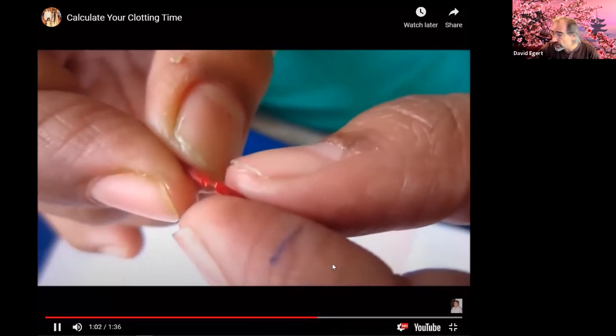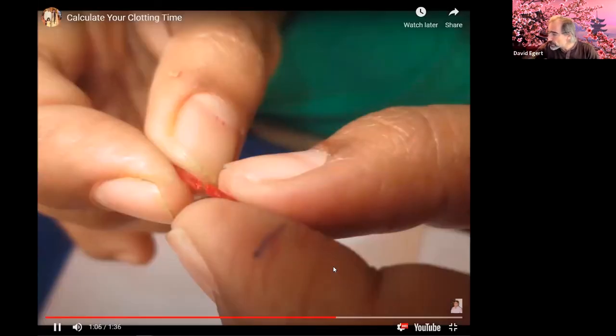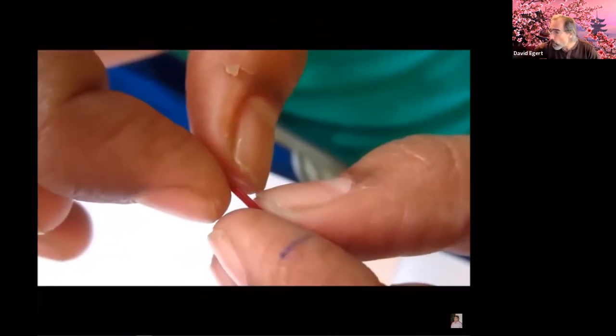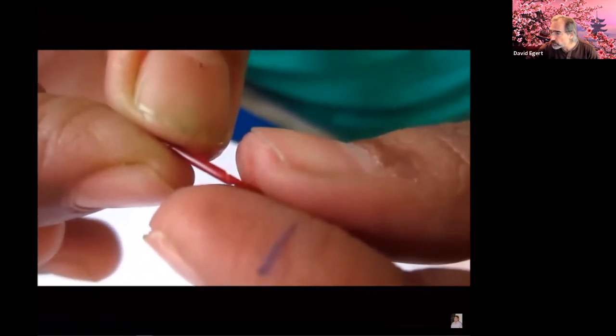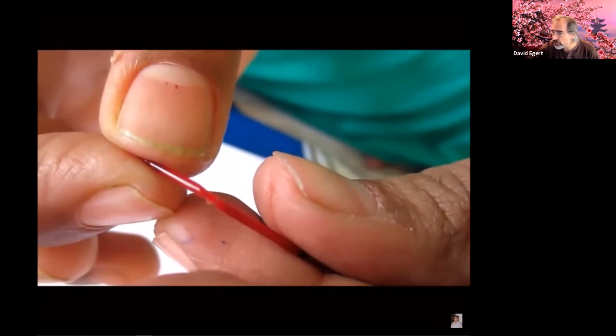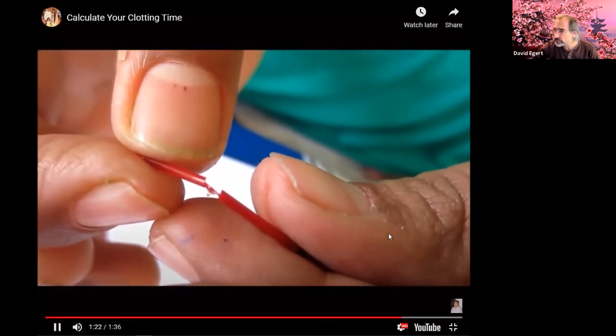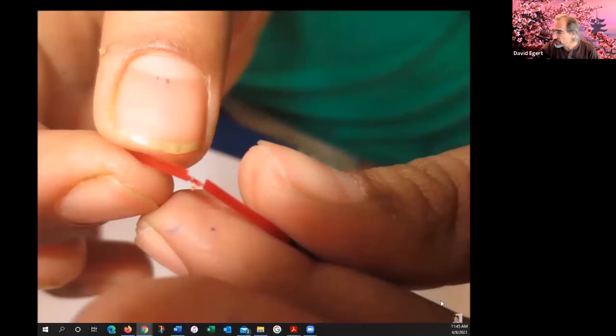You have to break it again after every 30 seconds. You need to break it again till you get the threads. Now the time when you get these threads is known as the clotting time. This is how you can calculate the clotting time. Thank you for giving your valuable time.